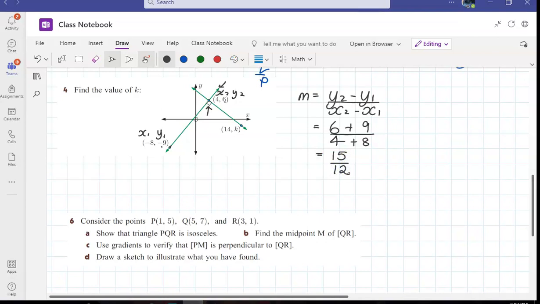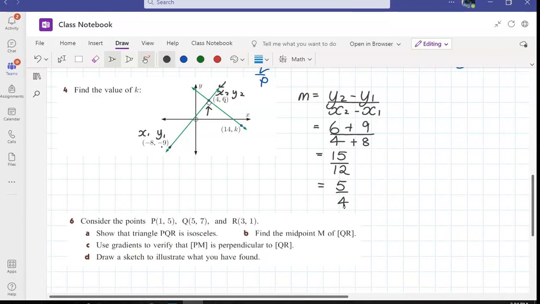Always check now, can we cancel that? Yep. 3 goes into that. So always go to your lowest possible numbers. So wouldn't you prefer working with 5 and 4 rather than 15 and 12? Yeah? 5 and 4, sorry. 5 and 4, that's on video now. Thanks, kids, just checking if you're listening. No, I made a mistake.